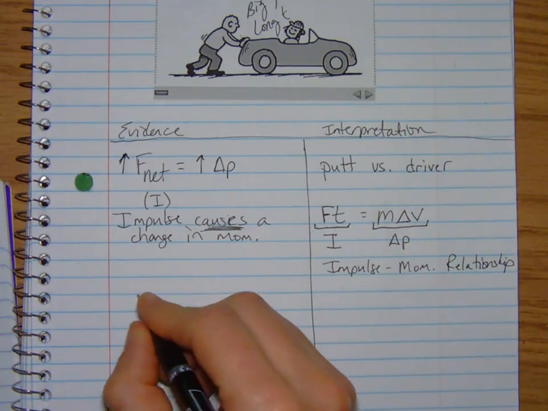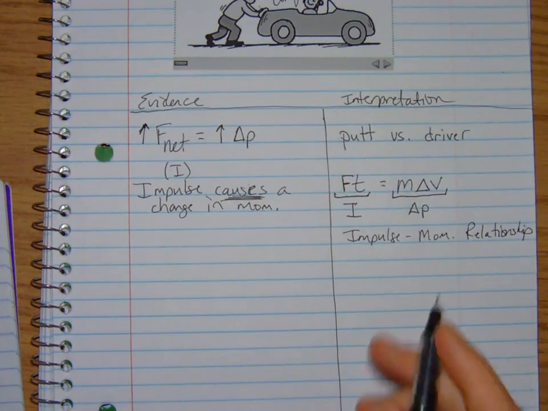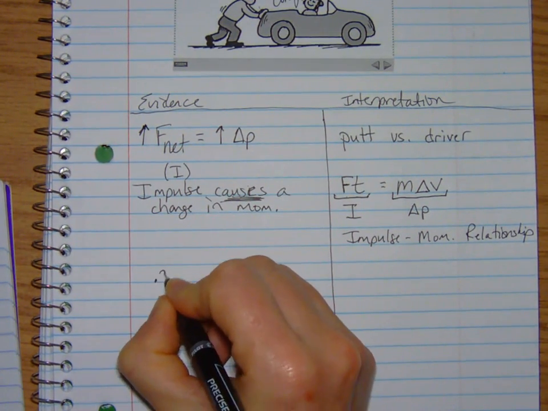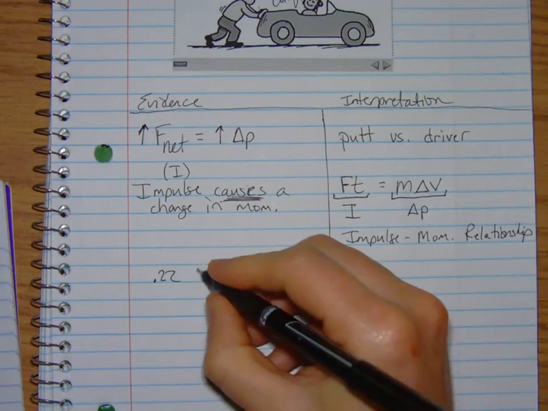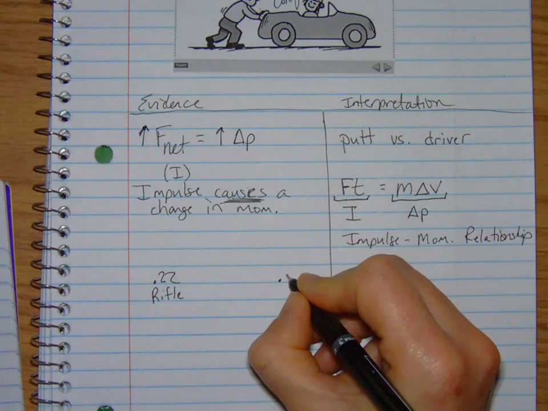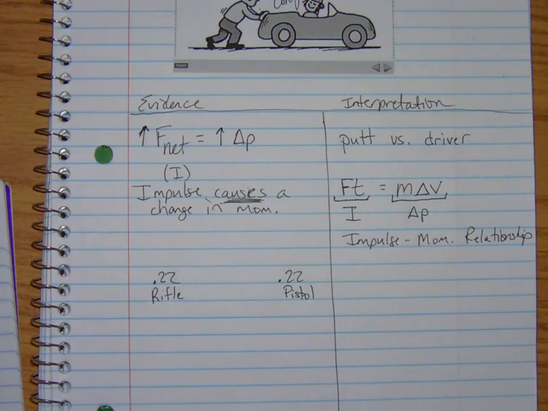So if we look at this impulse momentum relationship, here we are in Shepherd. A lot of people hunt, or maybe you target practice. But if we wanted to apply this to a .22 caliber, just a little sporting gun, a .22 rifle versus a .22 pistol. For those of you who don't know, a rifle shoots farther than a pistol. Same caliber bullet, same amount of kaboom, but the rifle bullet will go farther and be more accurate.